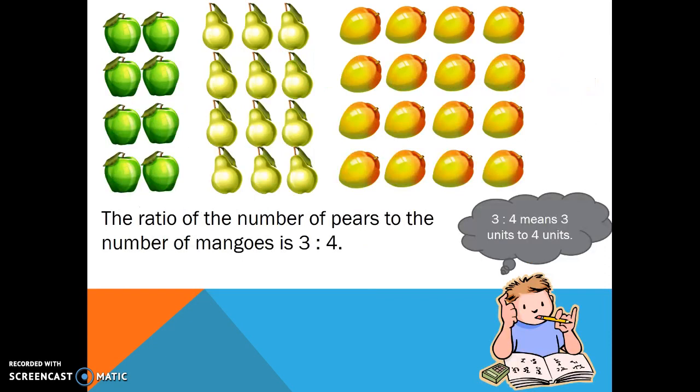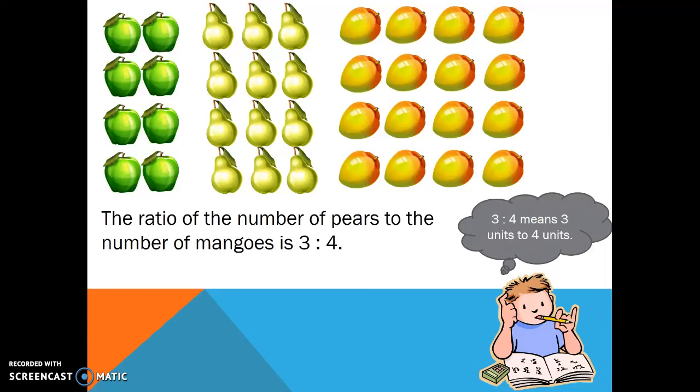Okay, now we're going to look at that next little section. It's number 2 on your notes. And we're looking at apples, pears, and mangoes, apparently. So let's look at the number of pears to the number of mangoes. Check it out, guys. You have a lot more than 3 pears and 4 mangoes on your page, don't you?